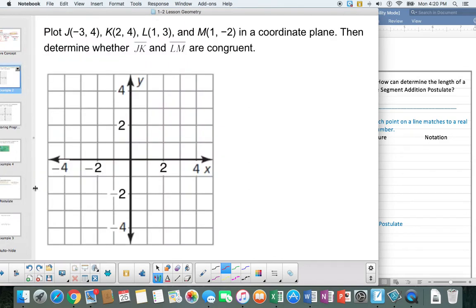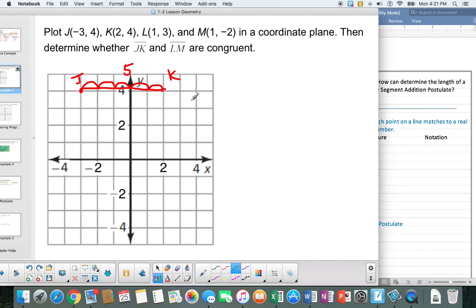Okay, let's do a problem. J is negative 3, 4. That's J. And K is 2, 4. And this is like being on a number line. And you really could just count. And then you can see that that length is 5.